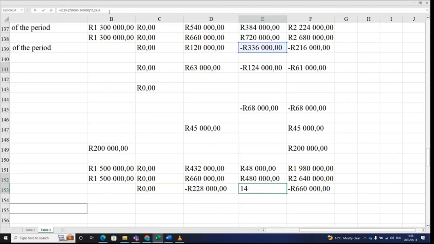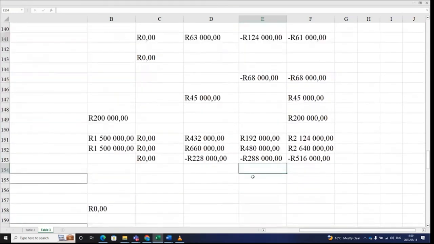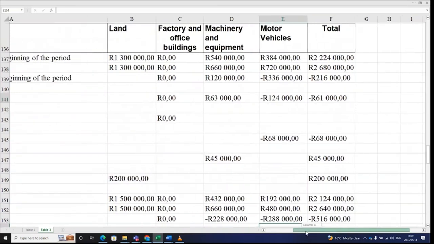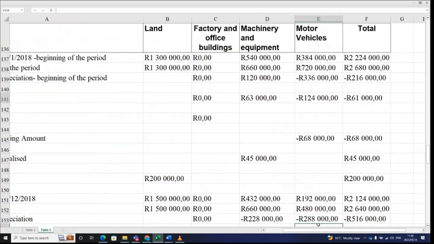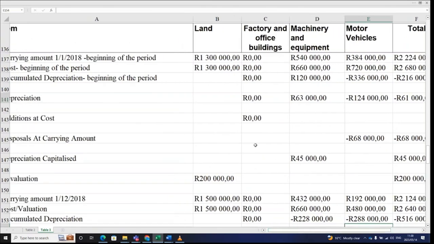Then I need to take out the 144,000, which was the opening depreciation of the asset we've sold. And that leaves us with our motor vehicles. So then we need to come through now and deal with the buildings.